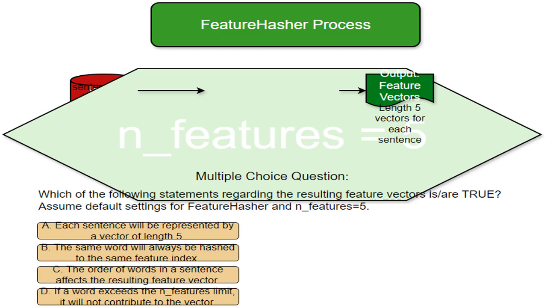I'm setting the _n_features parameter to 5. This tells the FeatureHasher to create feature vectors with a length of 5. This means that each sentence will be represented by a 5-element vector after processing.